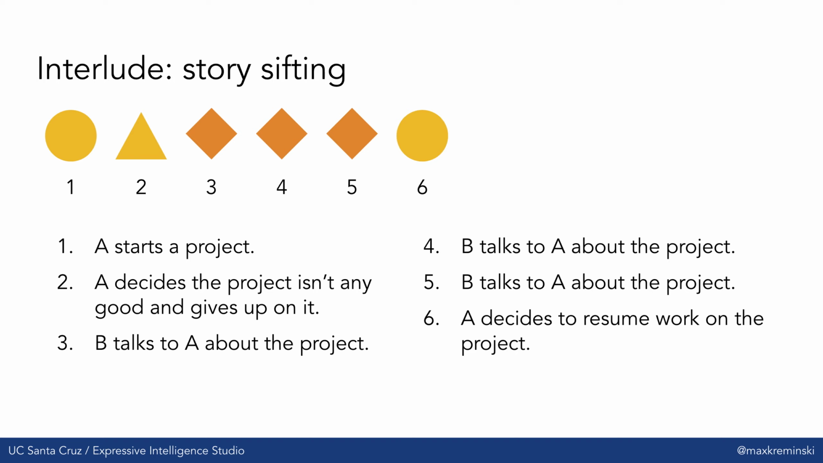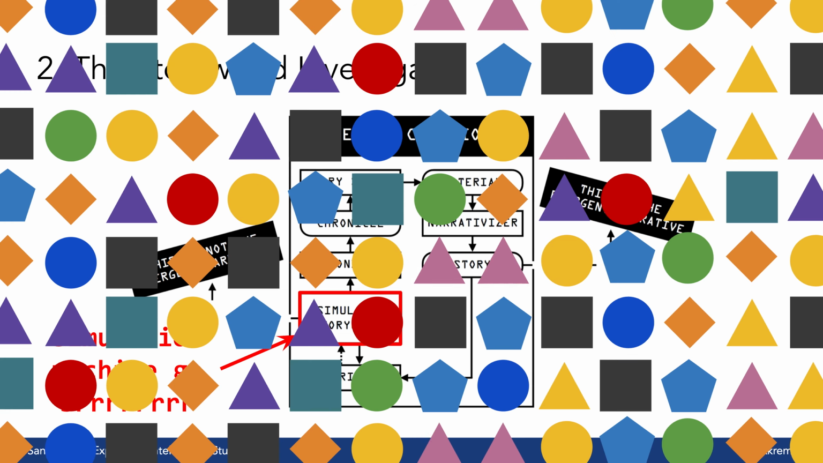So this is a micro-story that could be woven into a larger plot, maybe furthering certain author goals, such as showing that B and A have some degree of rapport, or portraying this as something good that B has done for A, or maybe as something bad if A ends up later on deciding that this project was actually a bad thing for them all along.